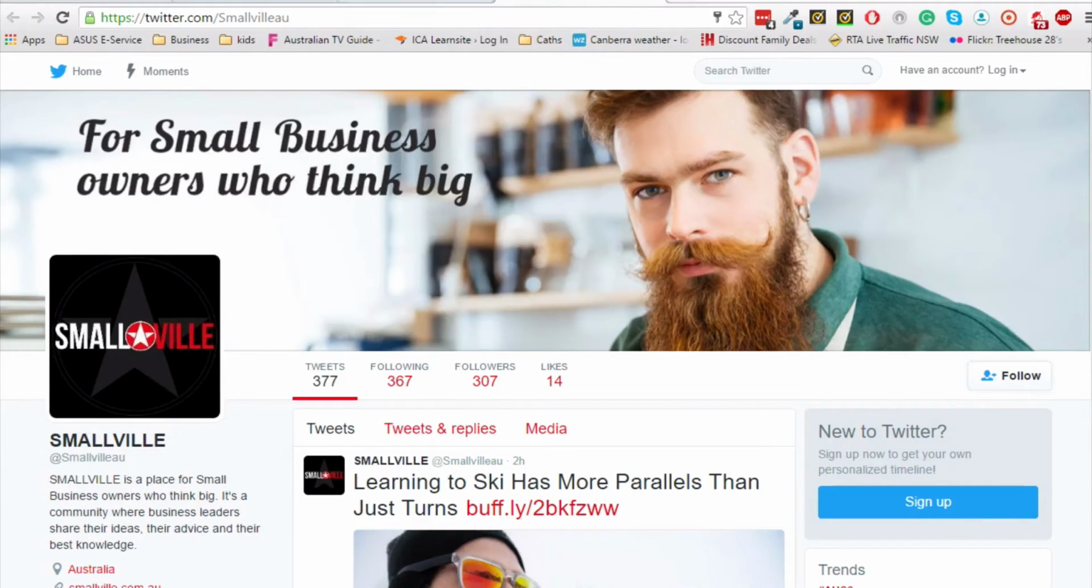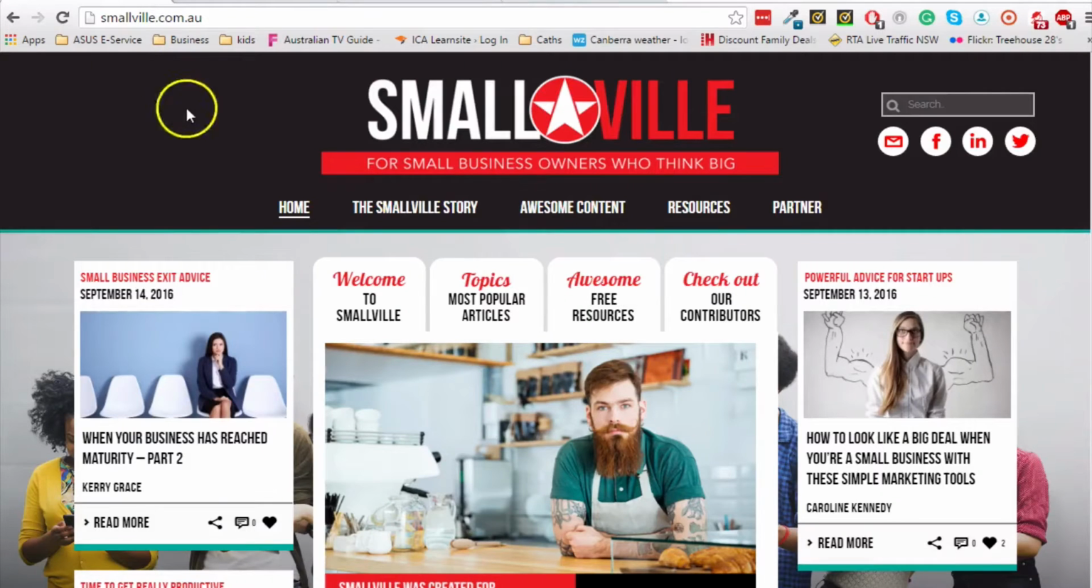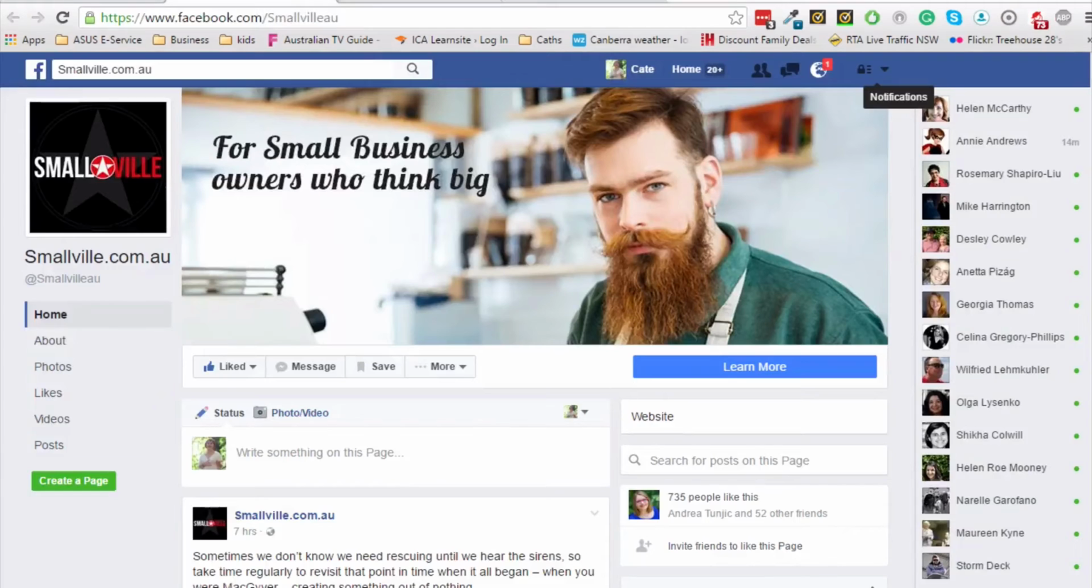Now, they're not using the same image as they have on their website, but that's okay because it's consistent, it's similar. People can tell that it's the same site. So it's the same person in the images, their tagline is the same, their fonts and colours are the same, and their logo ties it all together.